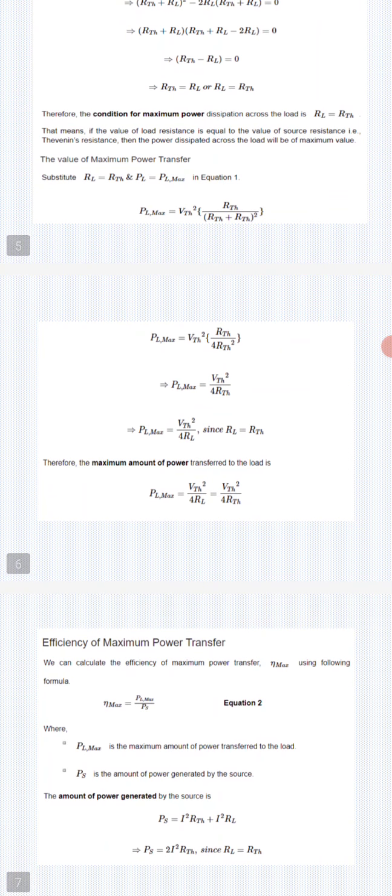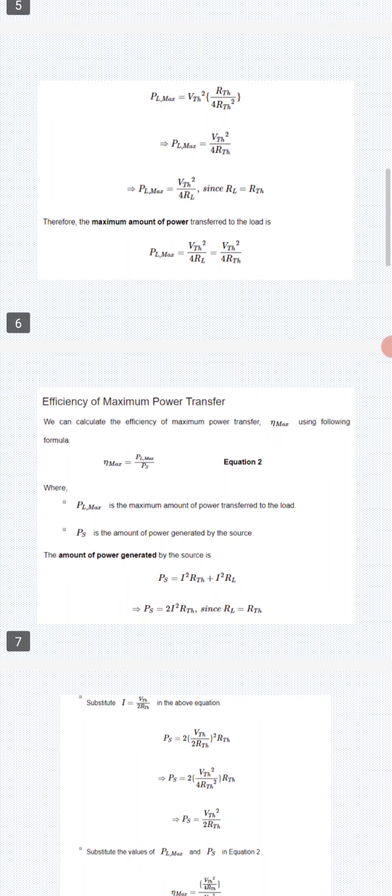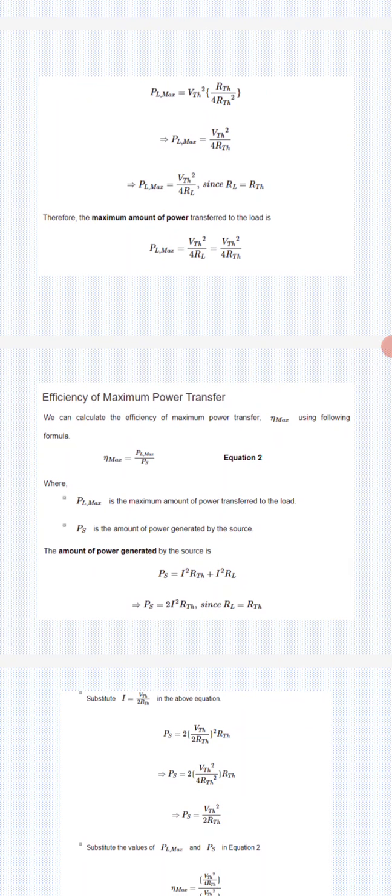Now the efficiency of maximum power transfer. We can calculate the efficiency of maximum power transfer by the following formula. Efficiency maximum equals PL max by PS, in equation 2. PL max is the maximum amount of power transferred to the load. PS is the amount of power generated by the source. The power generated by the source is PS equals I squared R Thevenin plus I squared RL. PS equals 2 I squared R Thevenin, since RL equals R Thevenin, because we have already proved that only when the load resistance equals the Thevenin resistance can the maximum power be transferred.